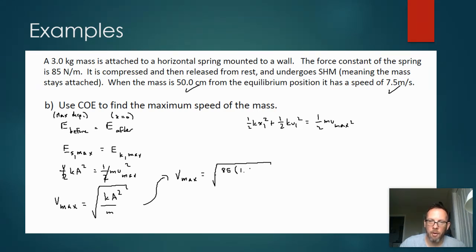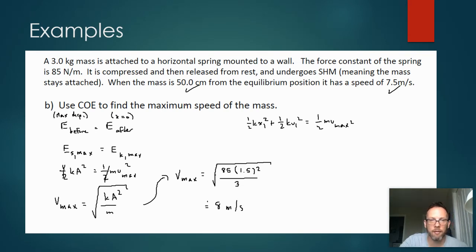(85), we got about 1.5 squared, and the mass is 3 kilograms. So let's calculate this. So 85 times 2.25 divided by 3. Don't forget the square root. So pretty near 8 meters per second, which makes sense. A little bit faster. It should be faster than the speed from the previous question.